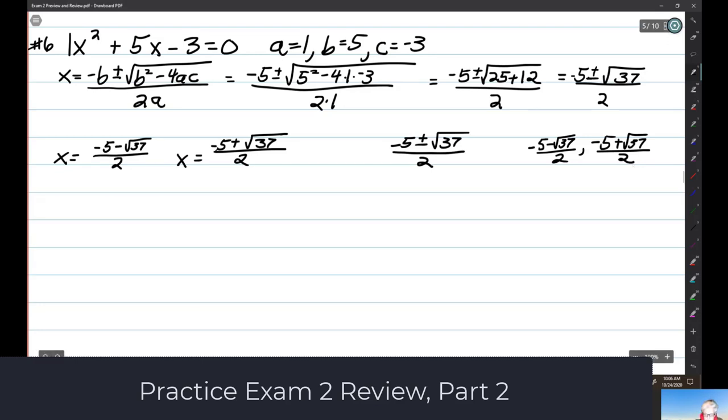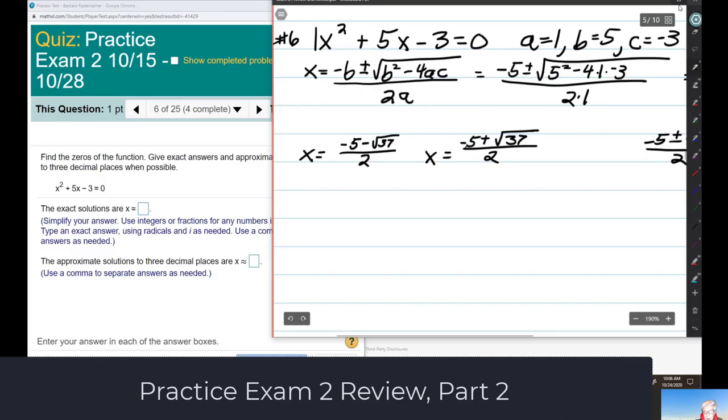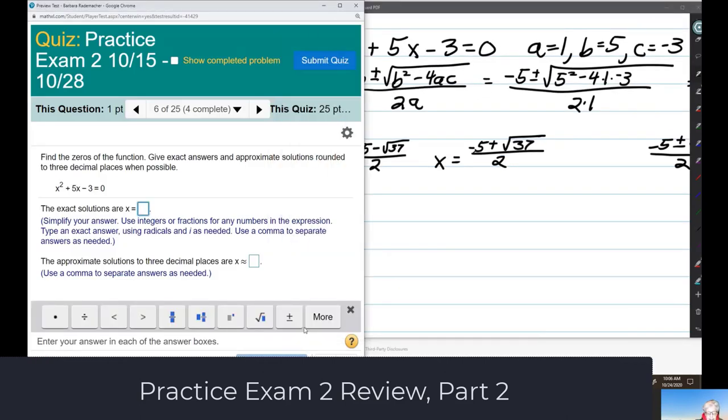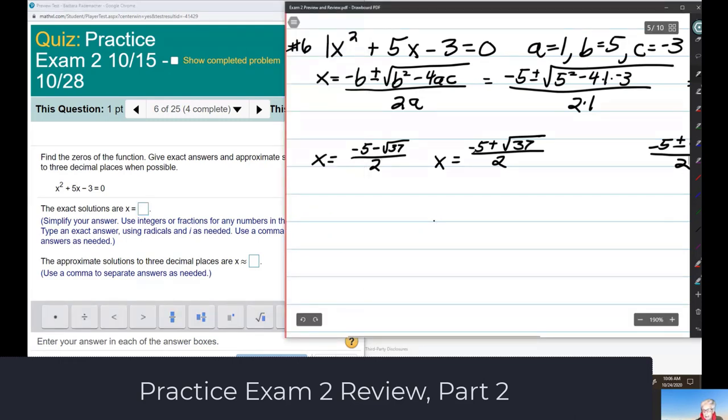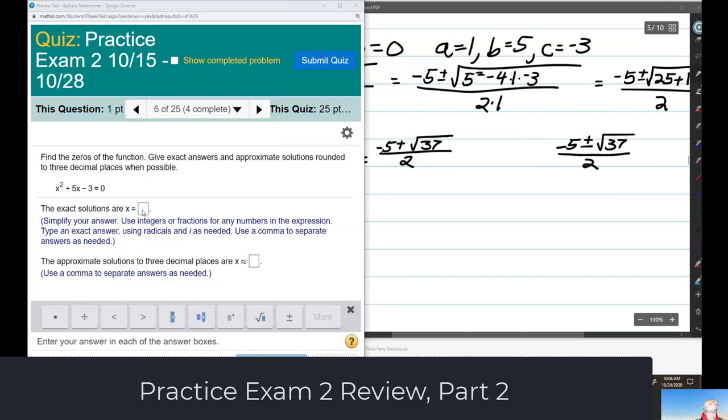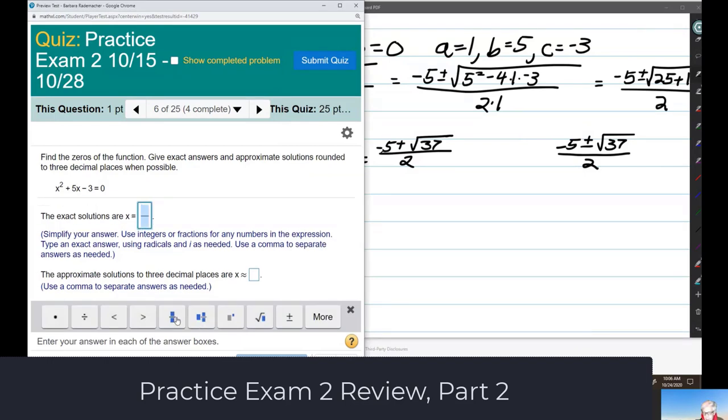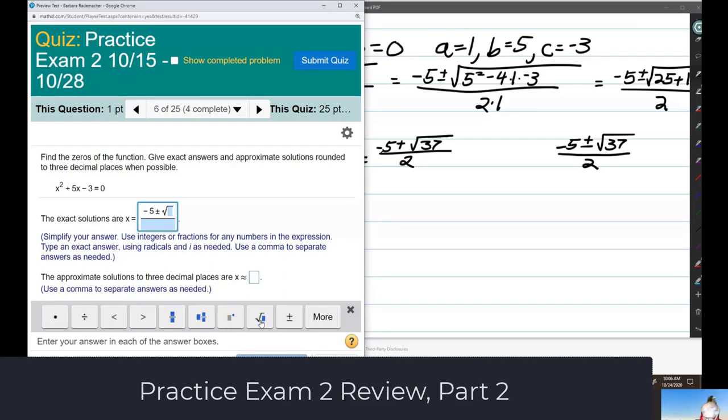Either way, in my math lab, it does have the plus or minus tool there, so you could write it with the plus or minus if you wanted to. Let's see what that would look like. I would have to hit the fraction tool. Negative 5 plus or minus the square root of 37 over 2.